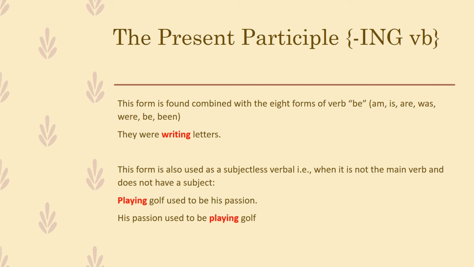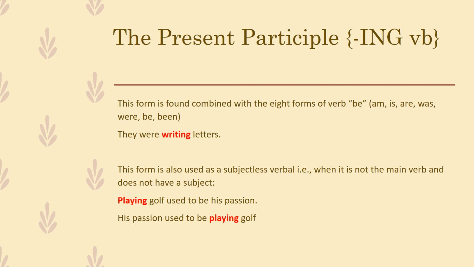Subjectless verbal has the verb with an ing. However, it has no subject and it is not the main verb of the sentence. It is not the main verb of the sentence. Look at this sentence. Consider this example: Playing golf used to be his passion.